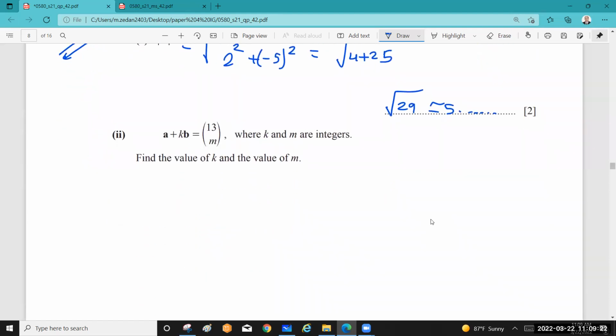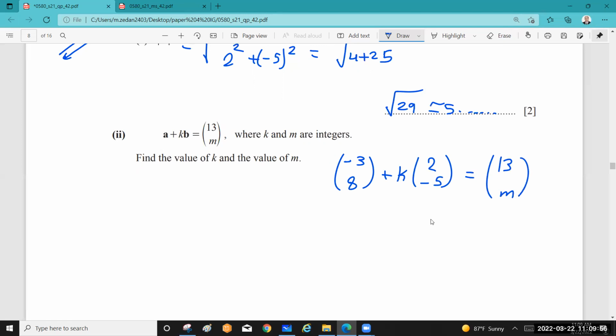A plus KB is the vector (13, M), where K and M are integers to be found. So just write the formula and solve. The vector A is (-3, 8), very easy. You can stop the video and do it yourself if you want. Plus K times the vector B, (2, -5), is equal to (13, M).